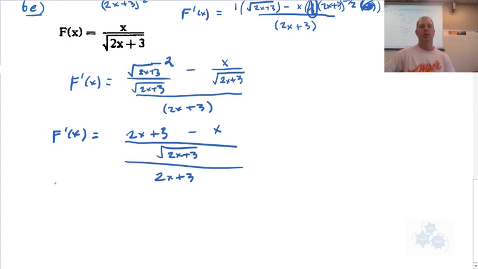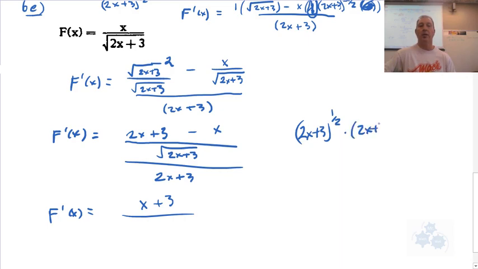Okay, so two things we're going to do here. Watch this. This is so cool. This is math teacher cool, not teenage kid cool. So this is x plus 3 on the top. You see that? 2x minus x. And on the bottom, if you divide by two things, it's like you're dividing by the product of those two things. Now, the product of (2x plus 3) to the 1/2 times (2x plus 3) to the 1, common base: (2x plus 3) to the 3 over 2.